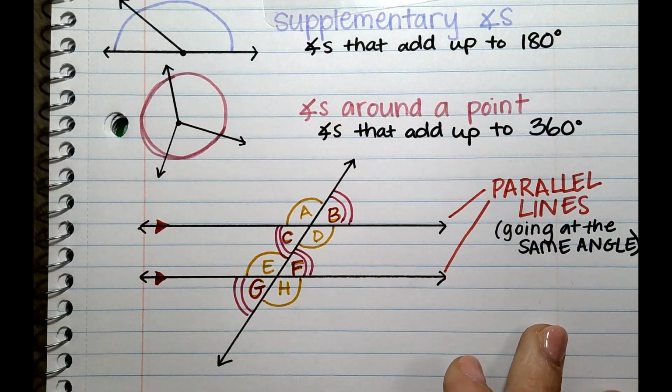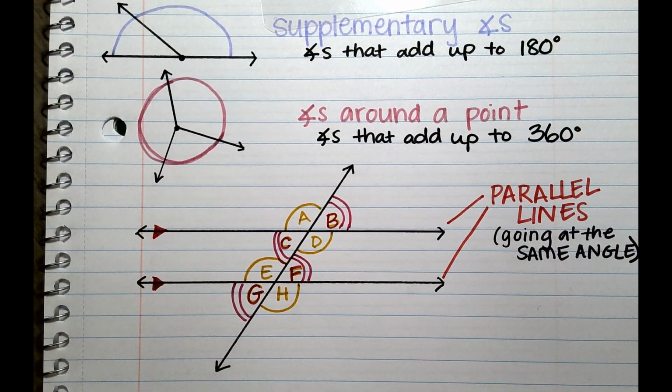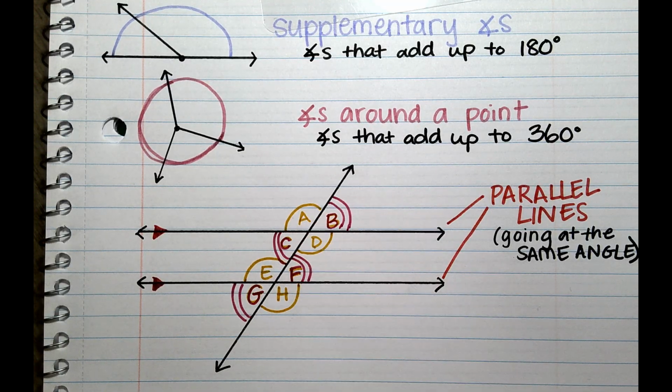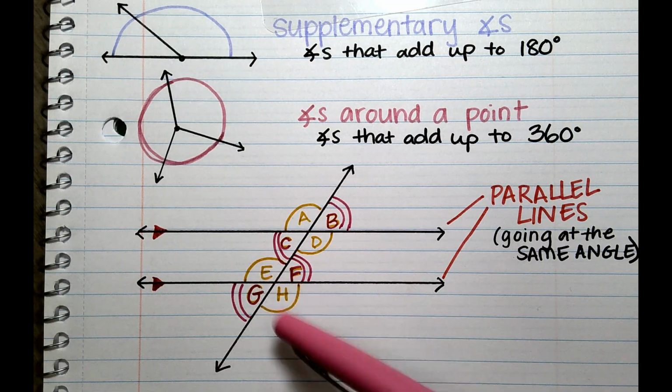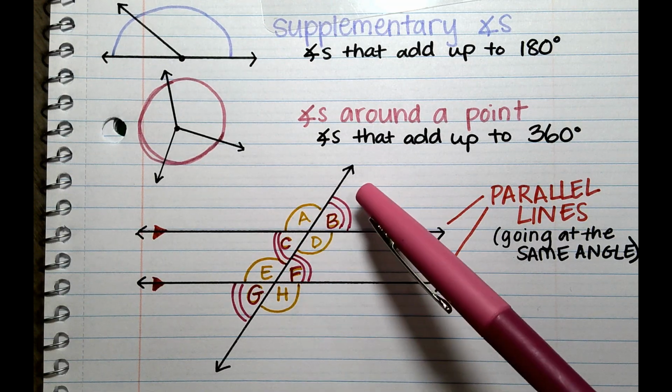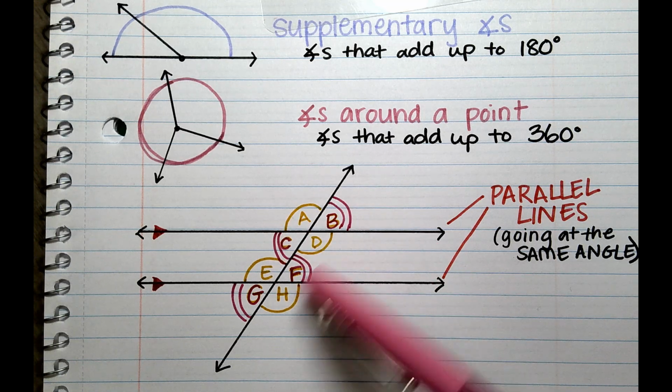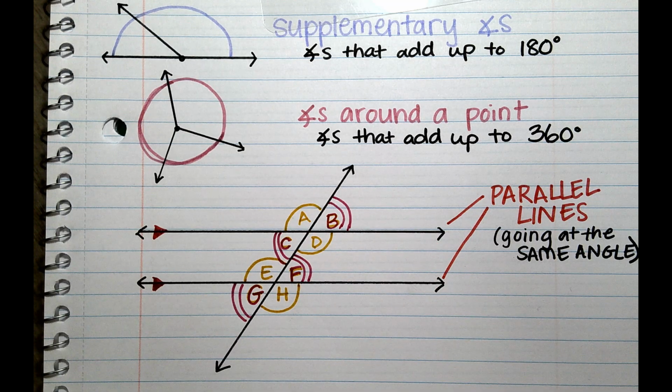Now we have this nice little pattern. So I know A, D, E, and H are equal. I know B, C, F, G are equal. Kind of cool. So we can use this information to help us solve for all sorts of stuff.